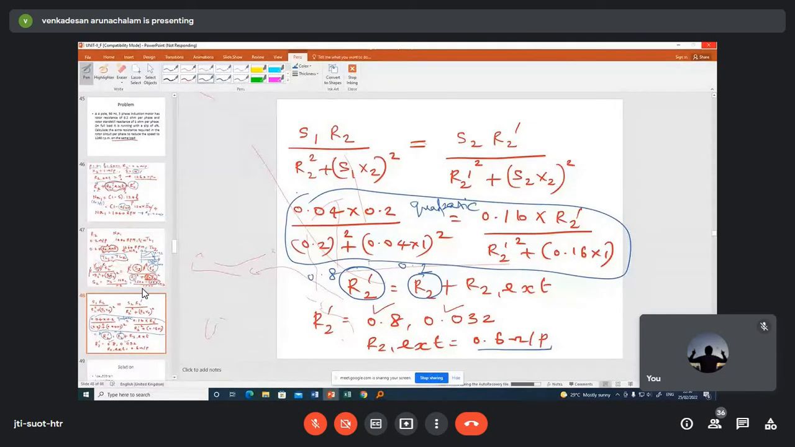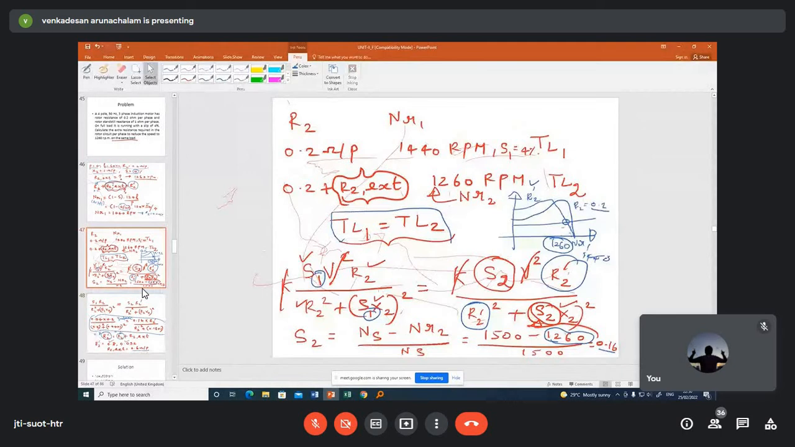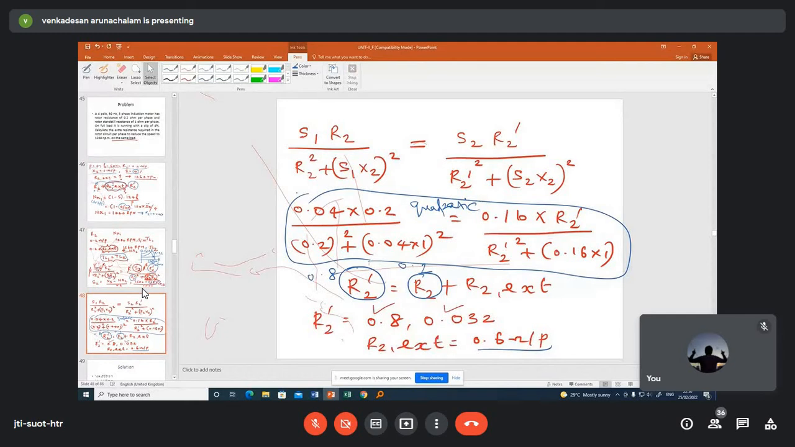If you want, you can draw the torque slip characteristic and mark everything. So here your R2 dash is 0.8 ohm per phase, so the external resistance is 0.6 ohm per phase. Okay. Any doubt in this? So like this, you may get a problem in the examination. Sometimes I may give constant load torque like this. Sometimes I may give some load torque equation in the examination, right? Equation means you have to find all the values and substitute, that's all.